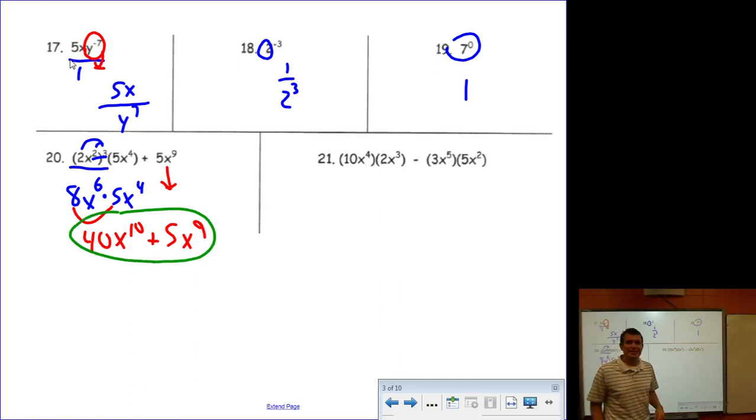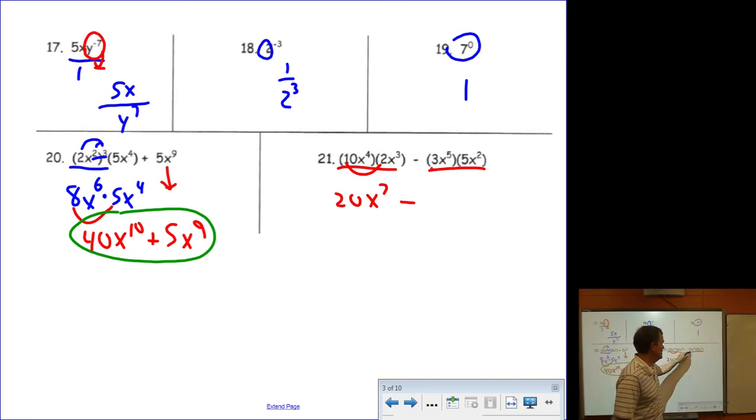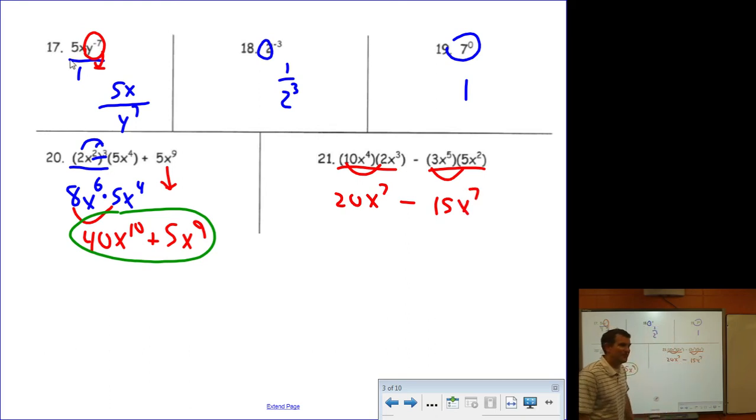All right, the last one of these, I just need to do some multiplying. I will multiply these together. I will multiply these together. Since I'm multiplying, I'm going to multiply the coefficients. I'm going to add the exponents. And the same thing over here. I'm going to multiply the coefficients, but I'm going to add the exponents. These are like terms, so they can be combined. And 20 minus 15 of these gives me 5 of these x to the 7ths.